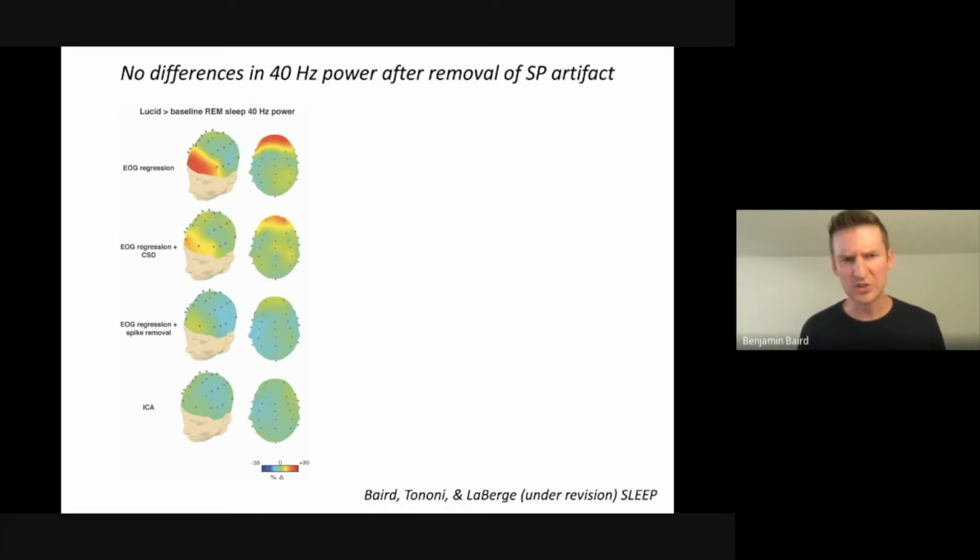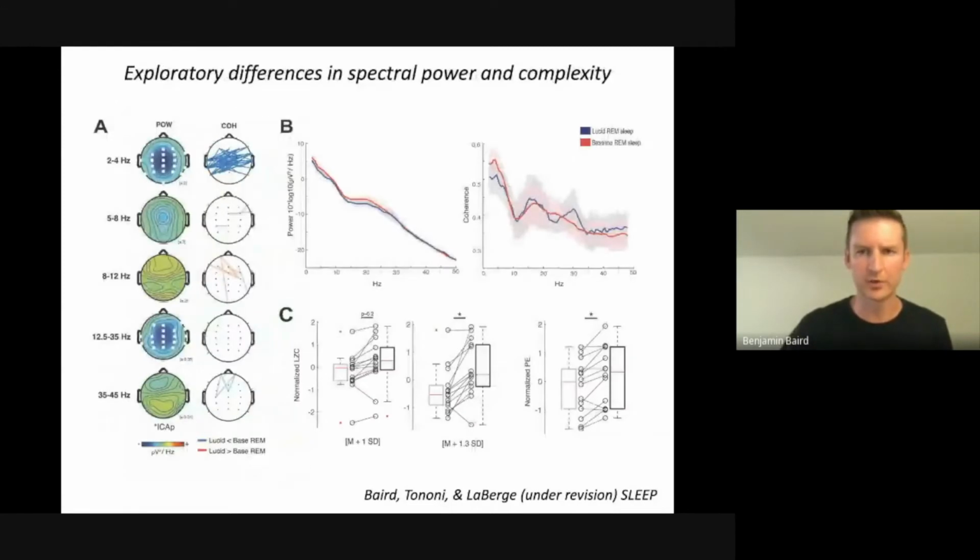So using the regression technique that Voss used, we replicated this increase in frontal 40 hertz power in lucid dreams compared to baseline REM sleep. Also using a variation which was used by Voss called the current source densities. But when we take out those pre-saccadic spike potentials, we don't see any difference in frontal 40 hertz power between the lucid dreaming and the baseline REM sleep, and likewise with the ICA method. So really it's best seen as more replication of the fact that lucid dreams have increased eye movement density instead of something at the cortical level with that frontal 40 hertz power.